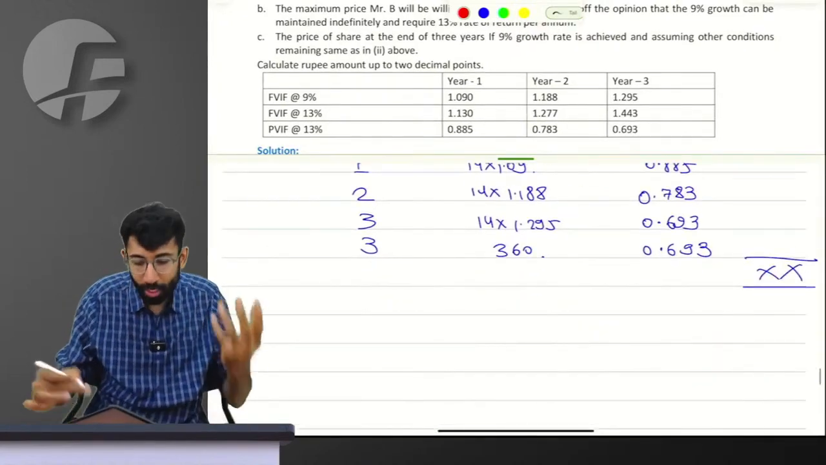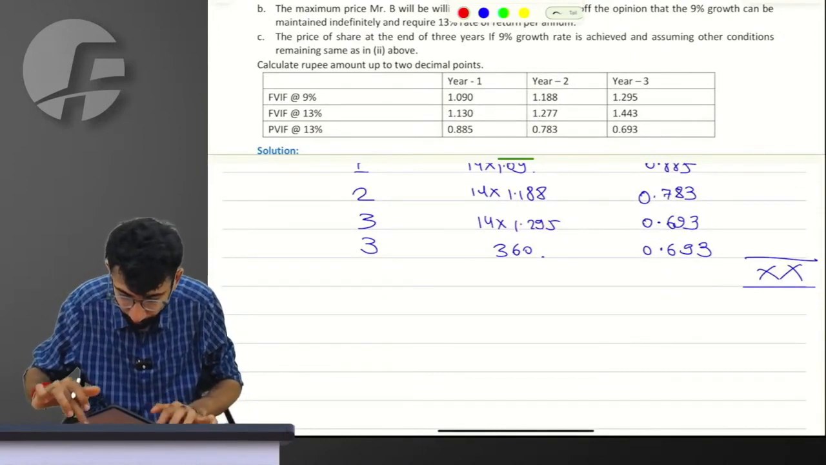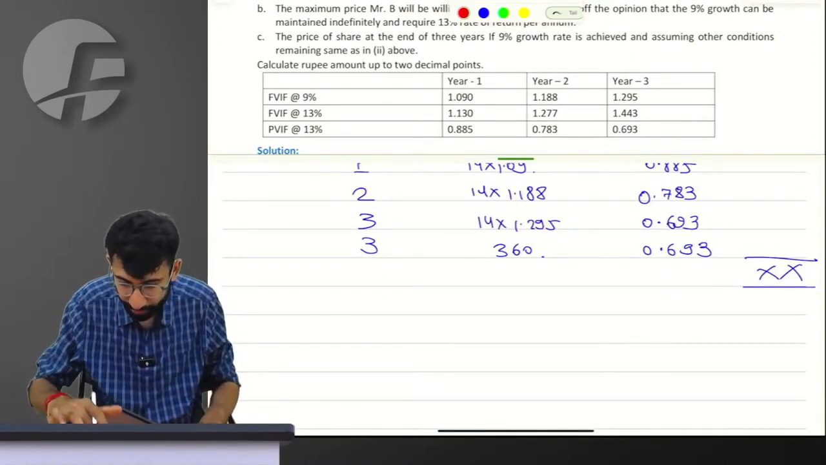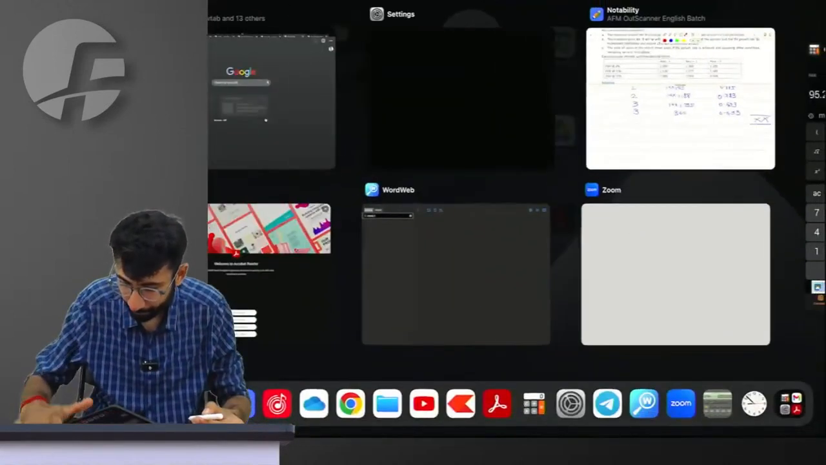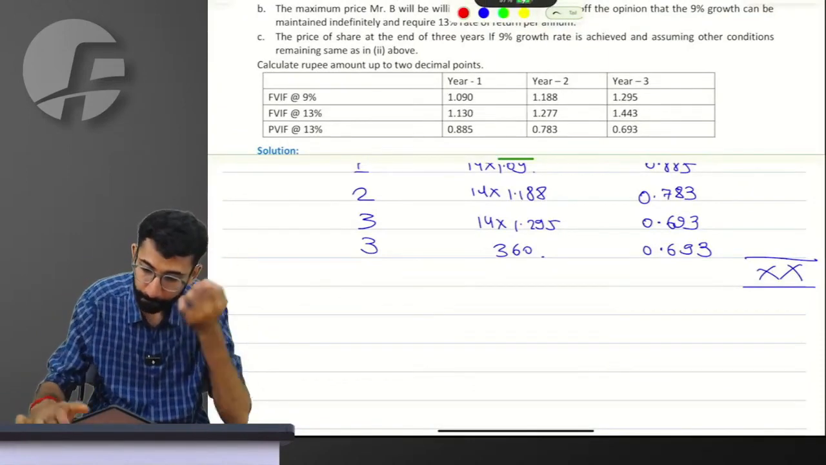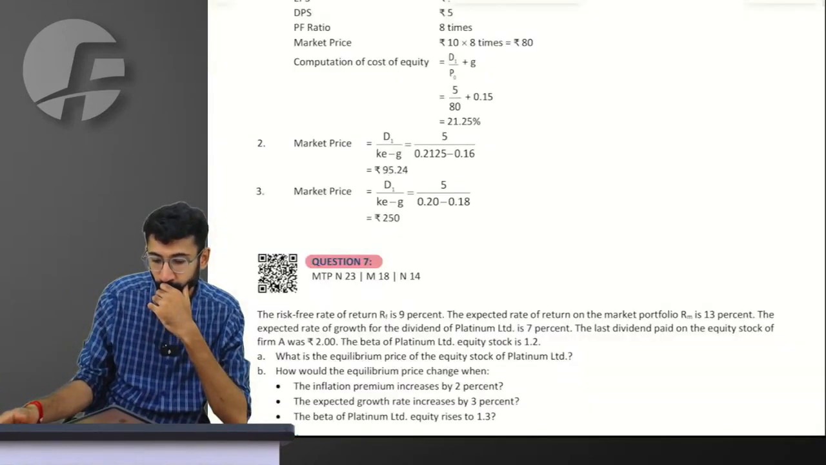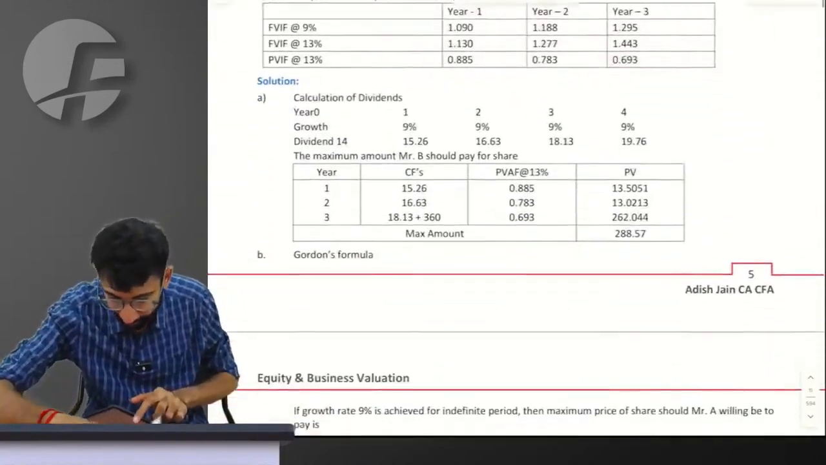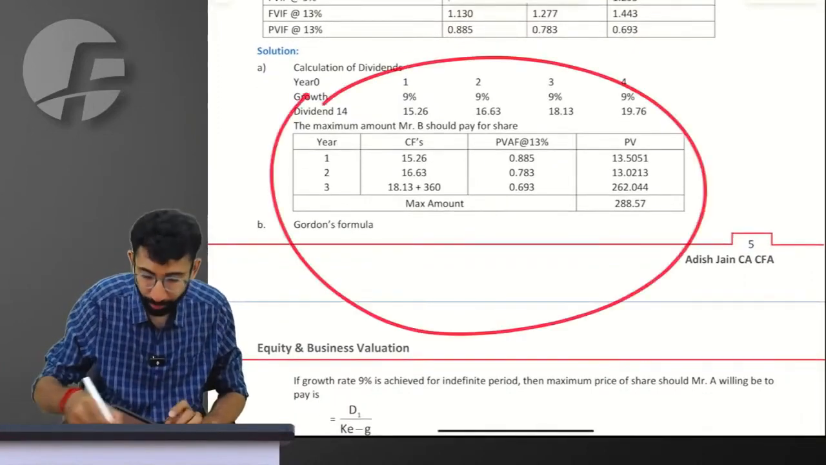So let me show you how it will look. Let me first of all see what the examiner has done. One second. The screen is stuck.